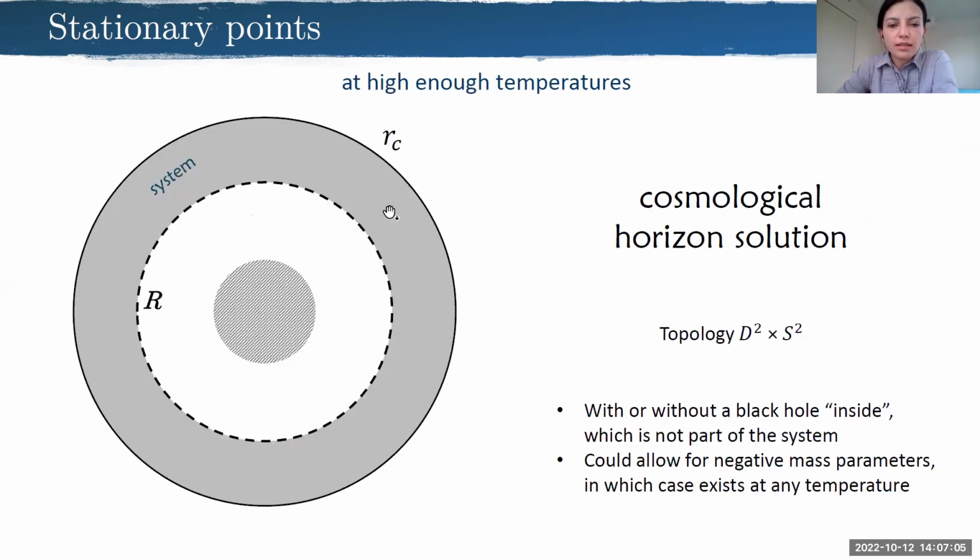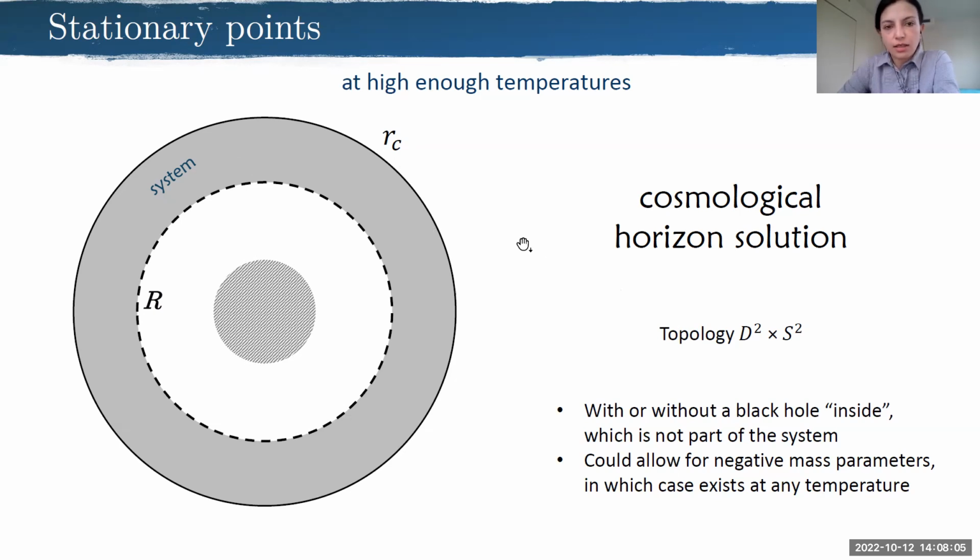At higher temperatures, the region between the system boundary and the cosmological horizon can also be one of the stationary points. This time, the cosmological horizon at RC is part of the system, but the inside region is not. So the inside region can be a black hole or anything. We don't care about the inside region. We can think of it as actually the reservoir that is setting the temperature fixed at the system boundary. In principle, we could consider negative mass configurations because whatever lives inside this boundary is outside the system. So an observer would never encounter a naked singularity or anything. The topology of this configuration is the standard disk times S2.